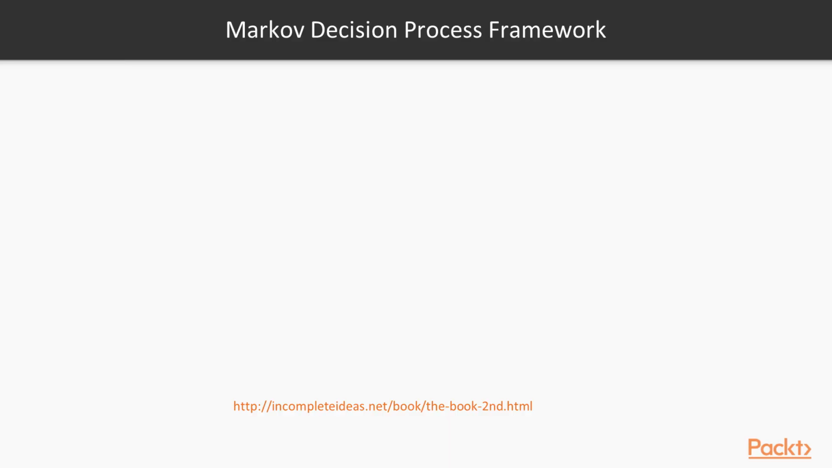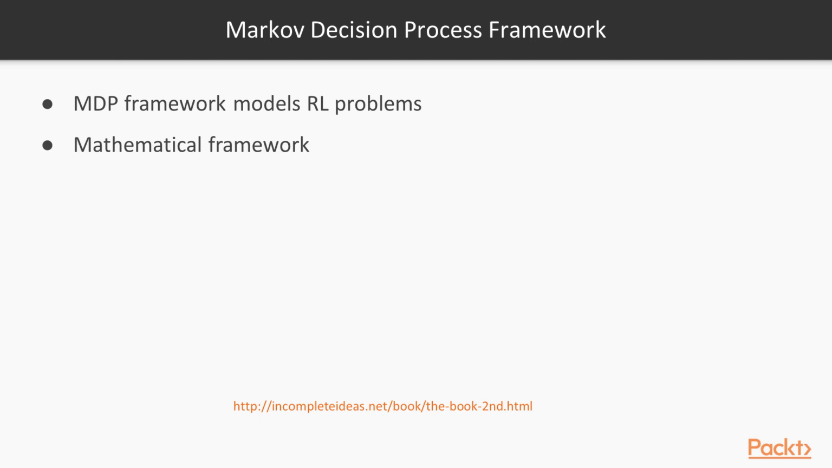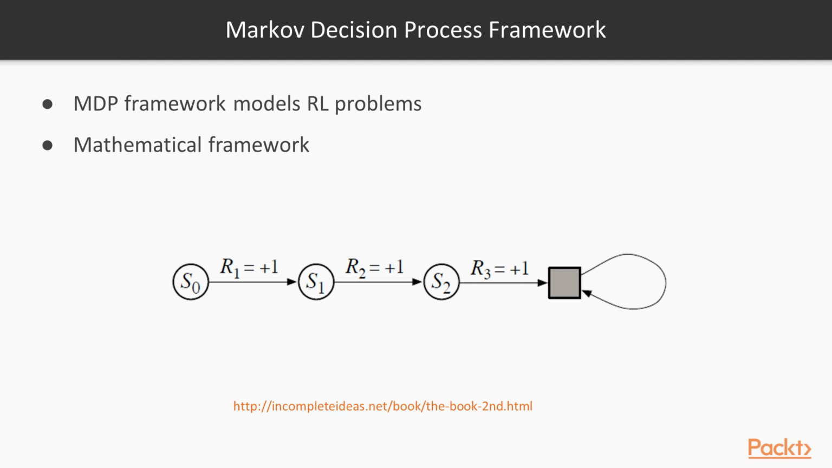The Markov decision process framework is used to model most reinforcement learning problems. It's a mathematical framework to describe and help solve RL problems. The diagram on the slide shows a basic MDP. The circles with S in them are the states. Note the arrows that show which states may transition into each other, and R, which is the reward received.